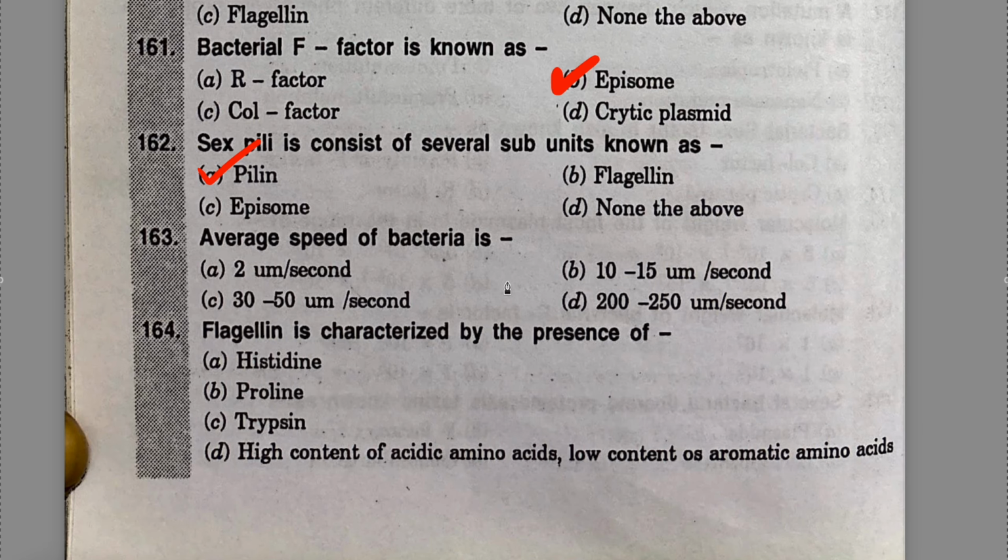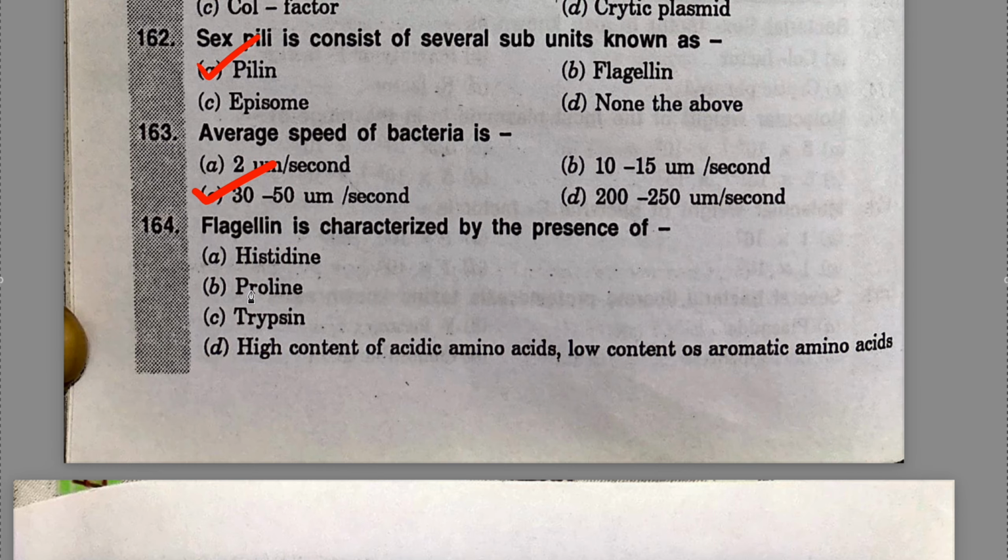163. Average speed of bacteria is. You can see the options. You know, when they give this range as options, I don't like reading those options. So okay, for this case the answer will be option C. 164. Flagellin is characterized by the presence of. Answer option D. High content of acidic amino acids, low content of aromatic amino acids.